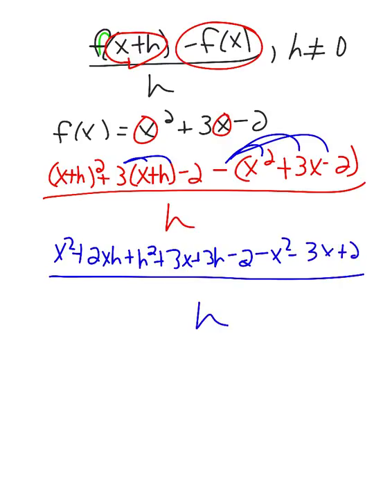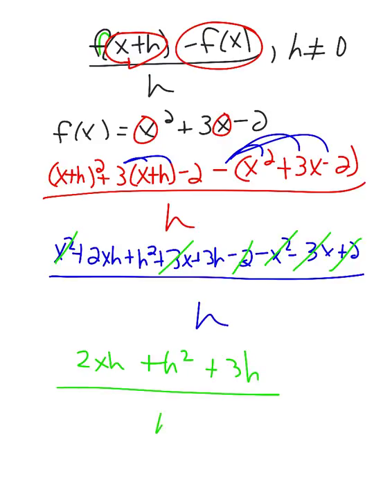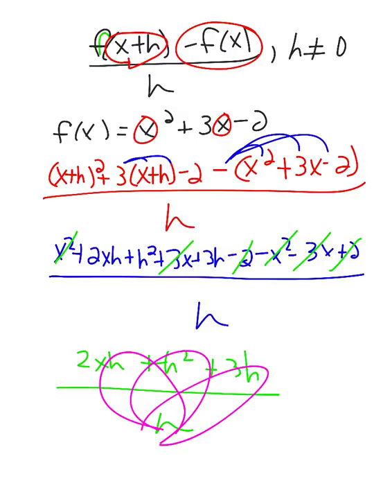Now simplify. X squared and negative x squared cancel. Positive 3x, negative 3x; negative 2, positive 2. So I'm left with 2xh plus h squared plus 3h over h. Reduce the h's. So I have 2x plus h plus 3, and that's your final answer.